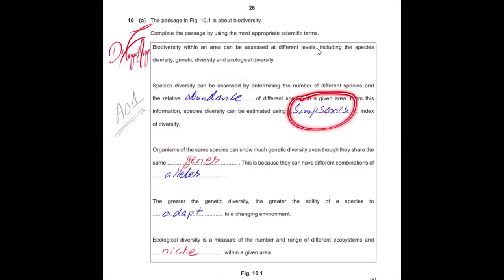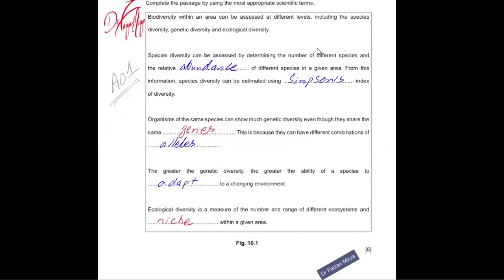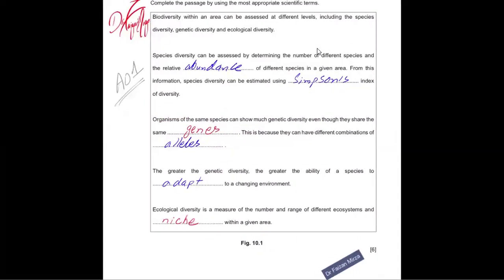Why? Because that's the only way of calculating diversity. Organisms of the same species can show much genetic diversity though they share the same genes but different alleles. The greater the genetic diversity, the greater the ability of a species to adapt to a changing environment. Ecological diversity is a measure of the number and range of different ecosystems and the niches within a given area.